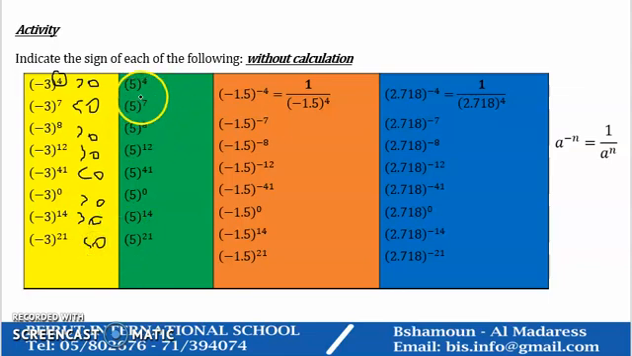What about the second column? I notice here that all the bases are positive, so this is positive. It doesn't matter if the exponent is odd or even. Since the base is positive, then all the numbers are positive.